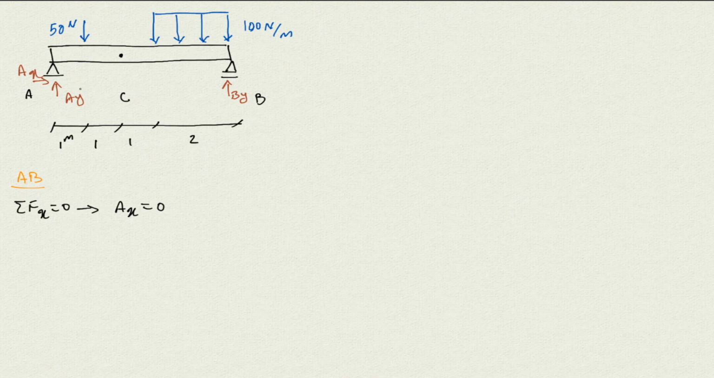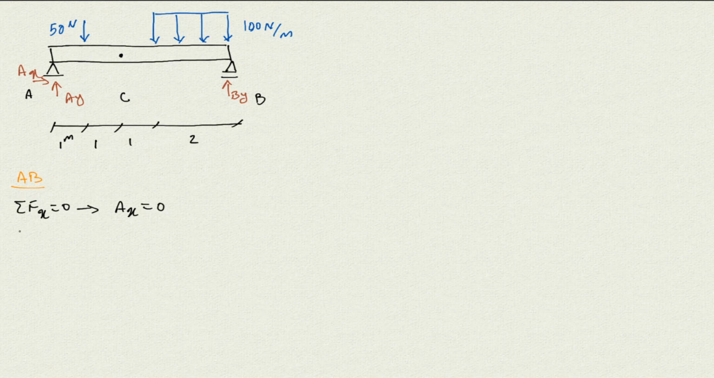Now if I write sigma Fy is 0, I would not get anything out of that because I have two unknowns. So I have to write a moment about point A or point B. I can choose any of them. For example, I would calculate a moment about point A because both AX and AY go through point A. They don't have any moment. So the forces that have a moment are the resultant of this one, and the BY.